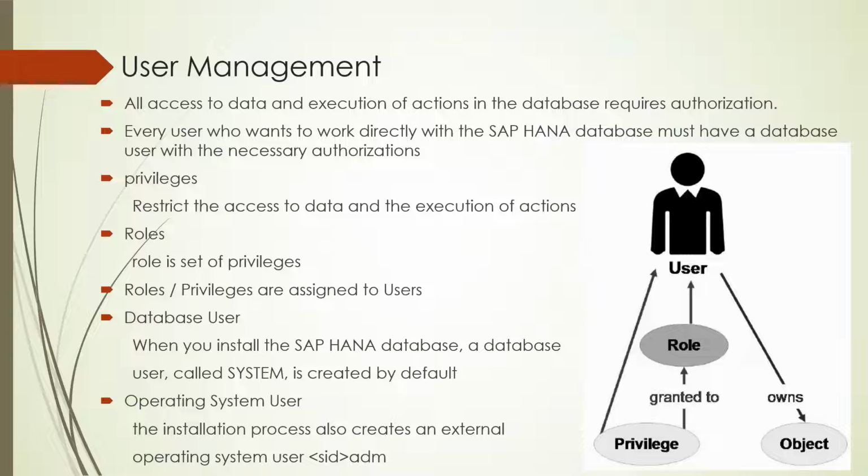When we install the HANA database the first time, the SYSTEM user is created by default. It has the super privileges, so we call it a superuser. Also, the operating system user SID ADM is created, which we use to start and stop the HANA database. If you see the diagram here, a user can create an object in the HANA database. The object can be anything, any repositories or content, maybe a user ID or a role. Whatever you create in the HANA database, we call an object. So the user owns that object.